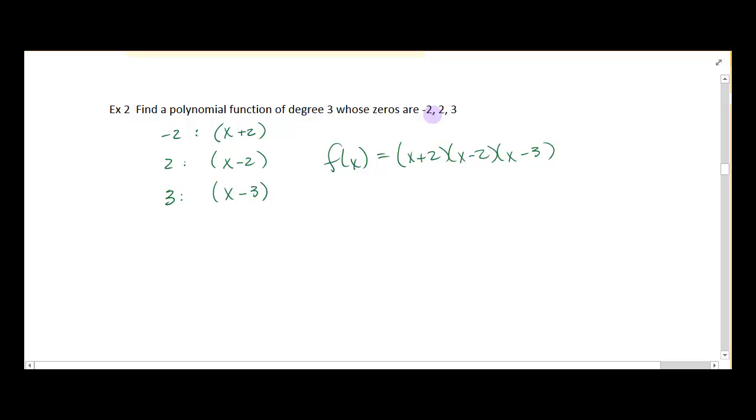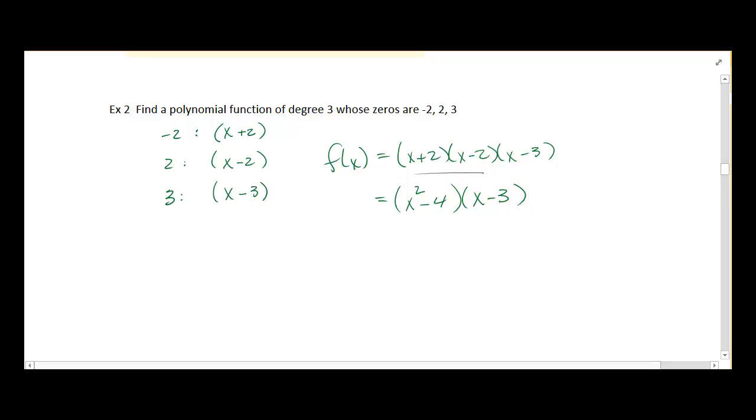But I want to actually simplify or expand, get rid of the parentheses here, to find the polynomial. To do that, I'm going to handle these in pairs. So I'm first going to multiply x plus 2 times x minus 2. Using FOIL, I can multiply these two binomials together, and I get x squared as the first term, minus 2x for the outer, plus 2x for the inner, gives me a minus 4 for the last term right there.